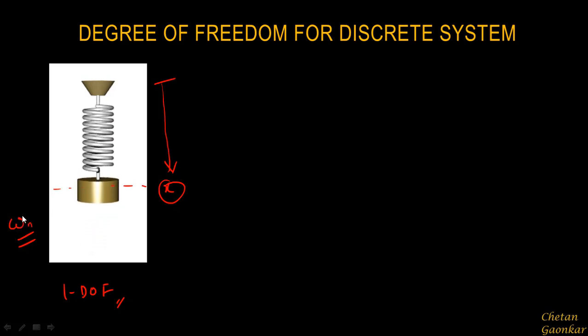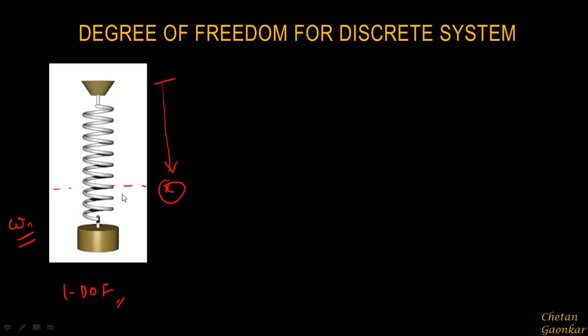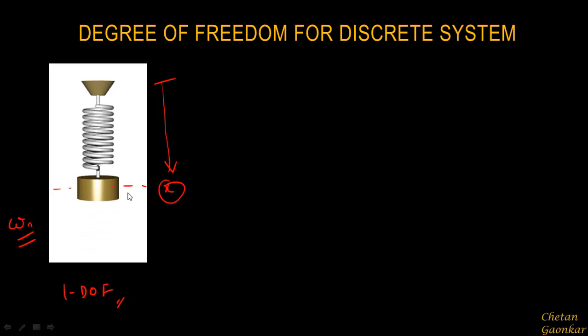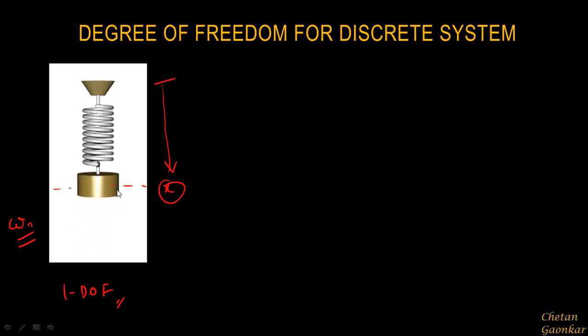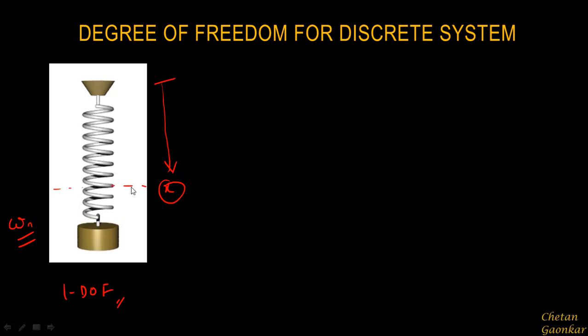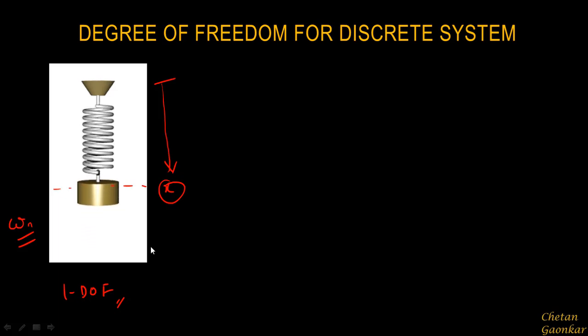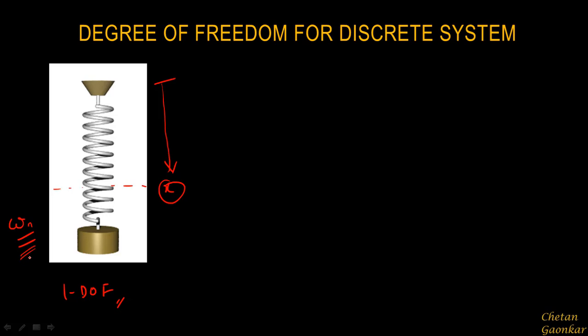So it will oscillate only with that frequency, no matter what the amount of disturbance you are giving to this system. All right, from this mean position you may disturb it up to here, or say up to here, but it will oscillate only with its natural frequency, that is omega n. And since this is a 1 degree of freedom system, it will have only one natural frequency.